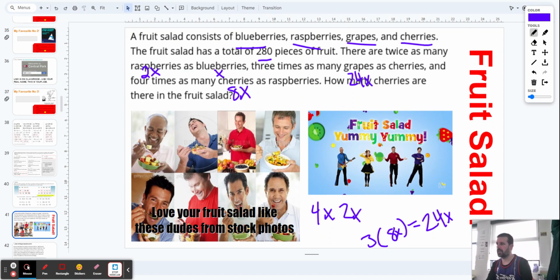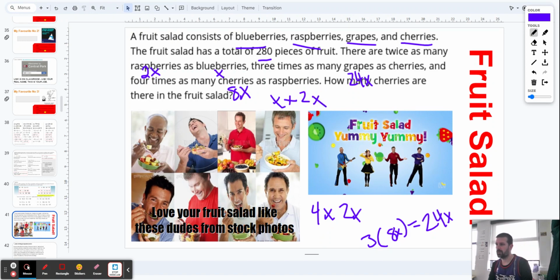We can actually solve this problem because, remember earlier I said it's blueberries plus raspberries plus grapes plus cherries equals 280. So now we've got what all those things are. So blueberries is x, and raspberries was 2x, so x plus 2x.